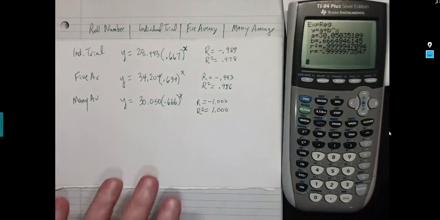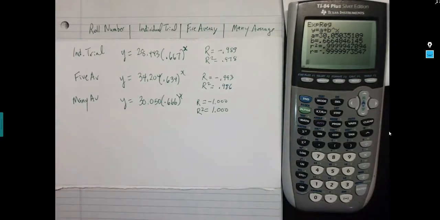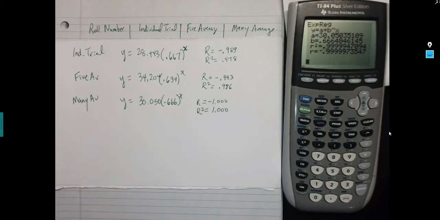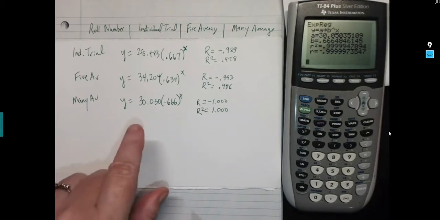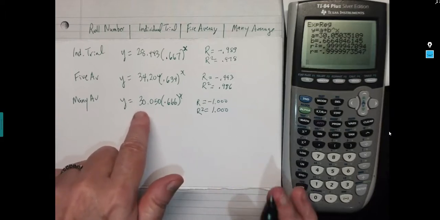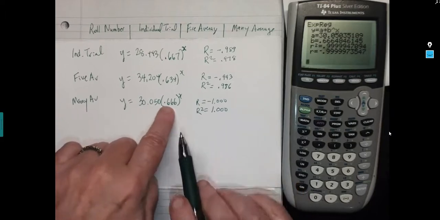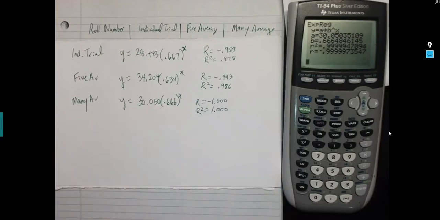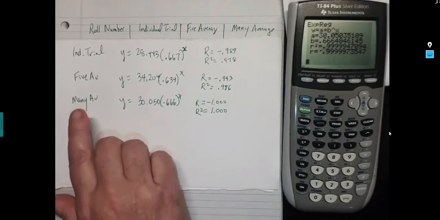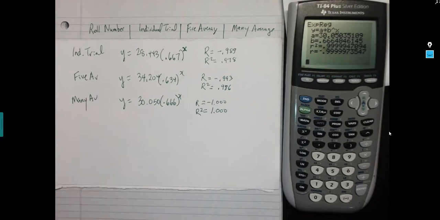Okay, now simulations, you never in real life know the real answer, but here we do. And the answer in real life is the expected exponential equation is just flat 30 and then times 0.666, like going forever, to the power of x. So this is very, very close. So the more trials you do, the more accurate it gets.